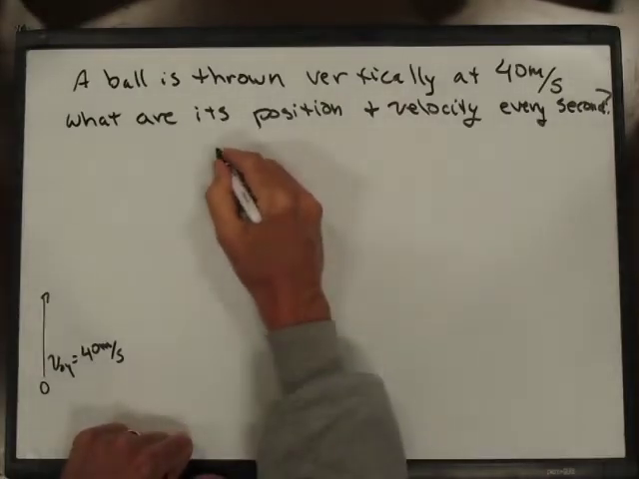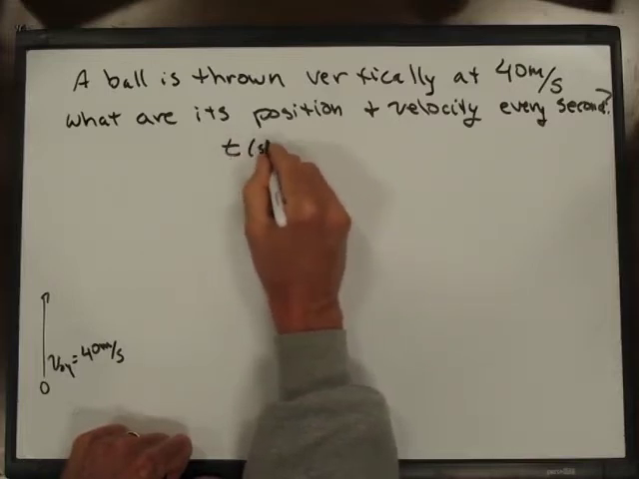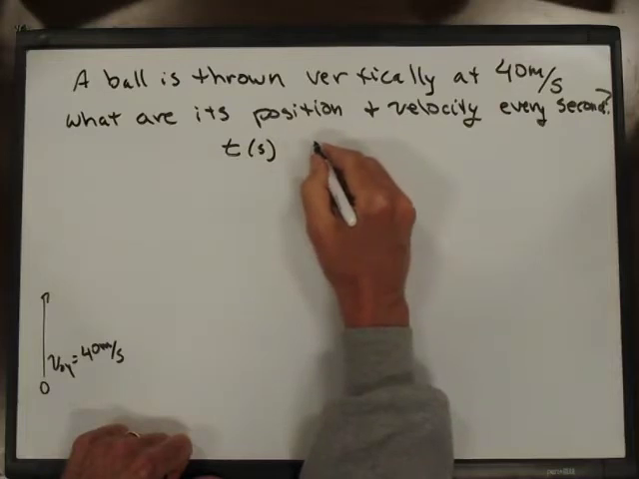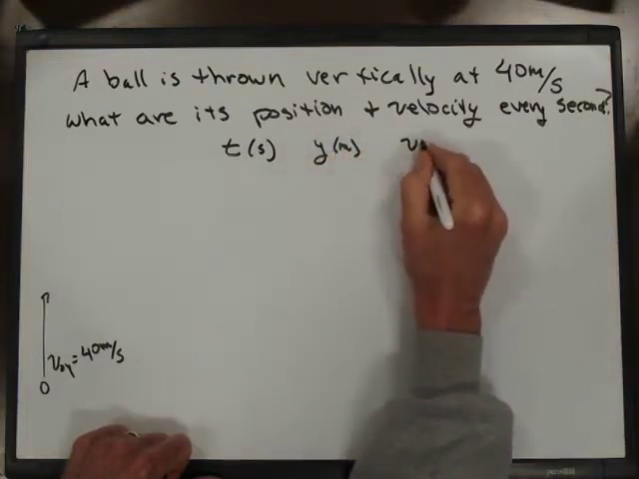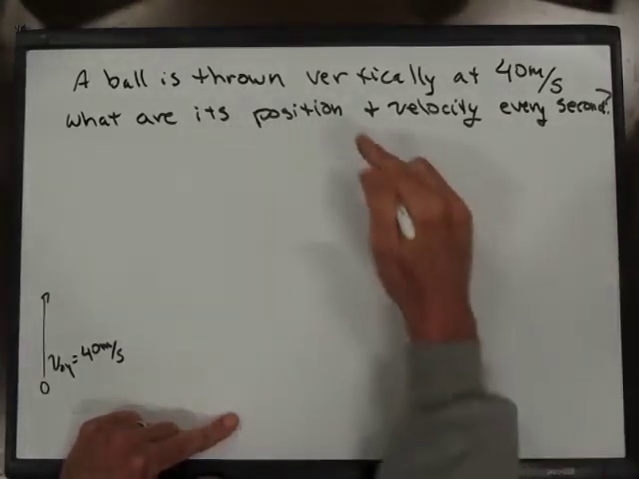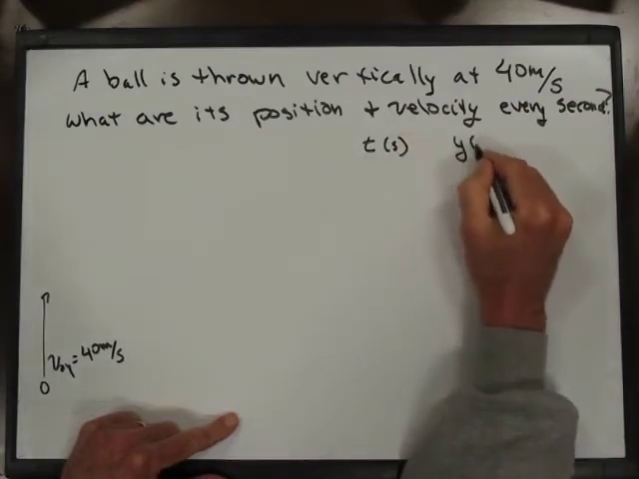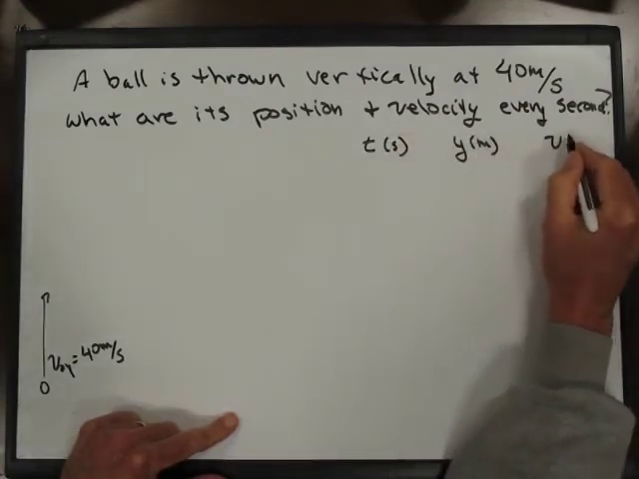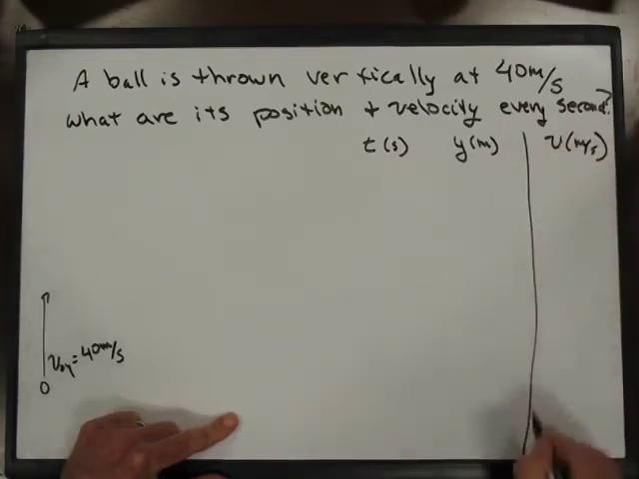And so I'm going to make a table, and I'm going to say this is the time in seconds, this is the position in meters, and this is the velocity in meters per second.